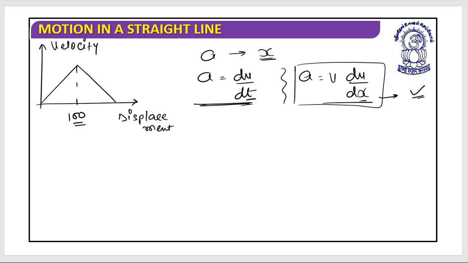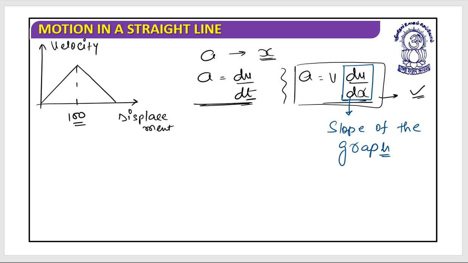Now, one more thing. What is dv by dx? Tell me. Yes, it is the slope. It is the slope of the graph.